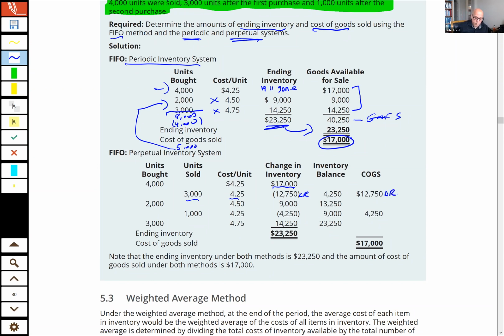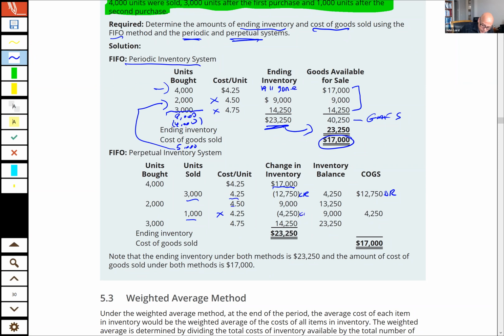Then I buy some more inventory items at 450, that second batch. Remember, they told me that the first sale happened after the first batch. That second sale doesn't happen until after that second batch, right? So I got to get those into the inventory. So when I debit inventory, that brings my balance up to 13,250. And then when I sell, I still have what? 1,000 of that first batch, because there was 4,000 of those. I sold 3,000. I still have 1,000 of those. And so first in, first out, I cost them out at 4,250.